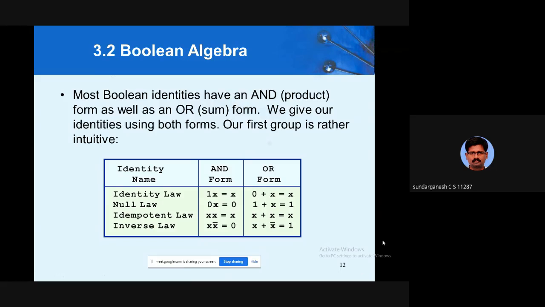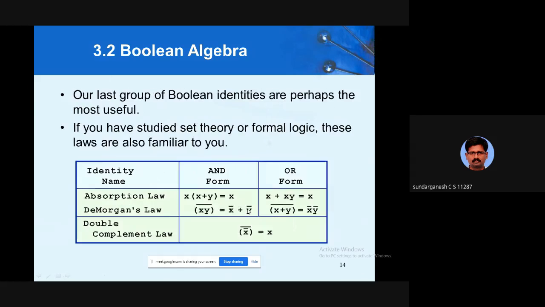Then x plus x is the same thing, so you give a single value x. X plus x bar: whatever is present in x will be available, and whatever is not in x will be available in x bar. So this is about the Boolean AND product form and OR sum form.